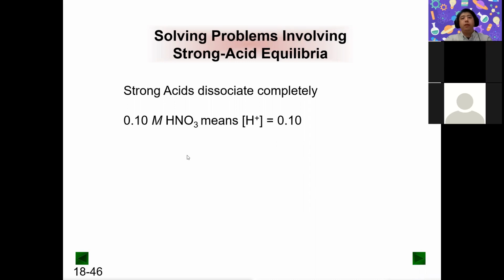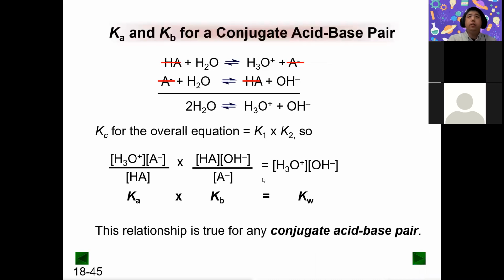Okay, so we're going to pick up where we left off with this slide right here. We just finished talking about the relation between conjugate acid-base pairs of Ka and Kb. Anyone have any questions on it before I move forward? Okay.